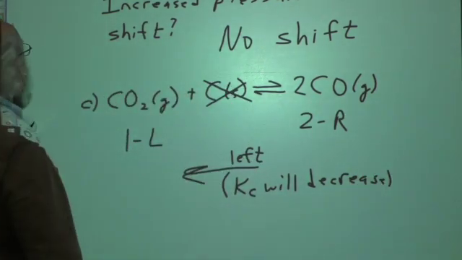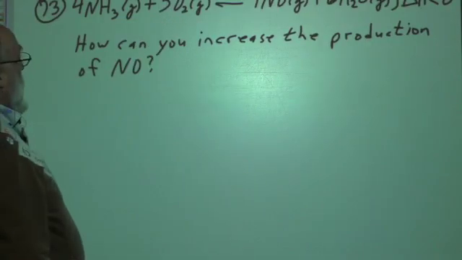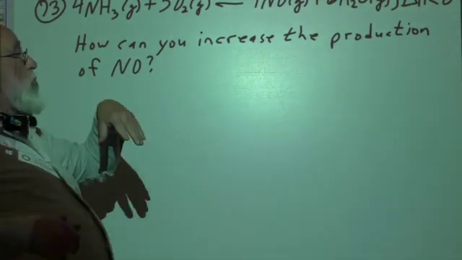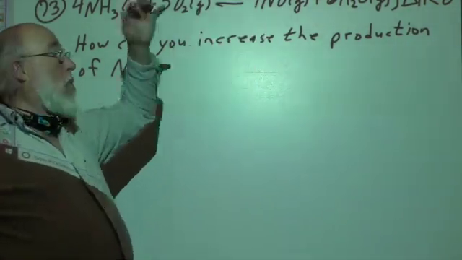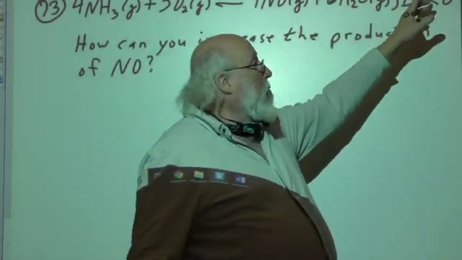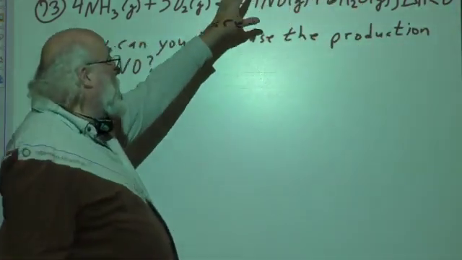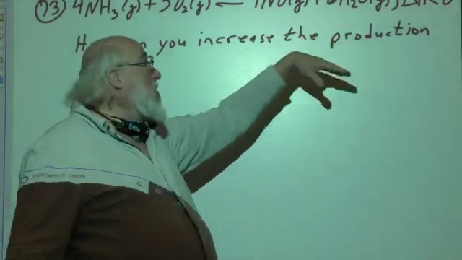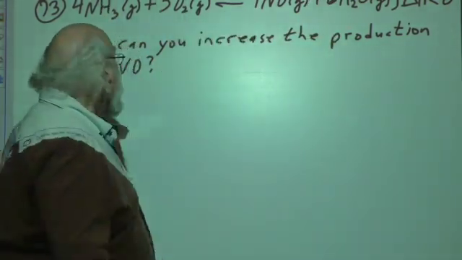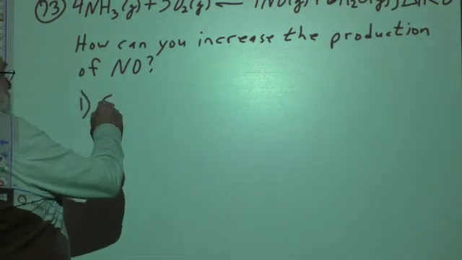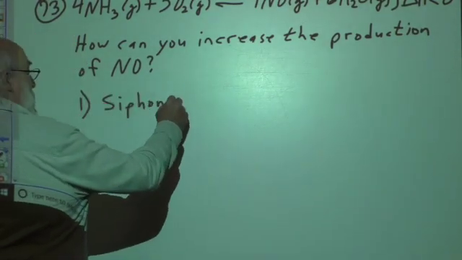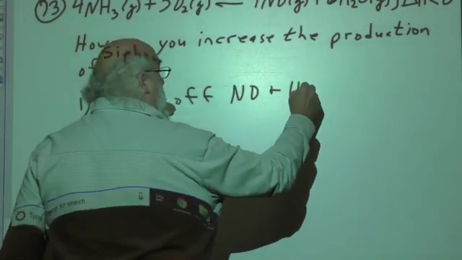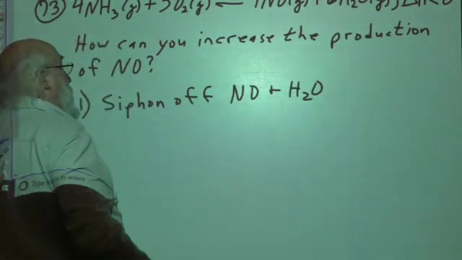Okay? Let's do one more quick one. Number 73, we have this reaction right here. How can you increase the production of NO? So we have this NO over here, we want more. First of all, one thing we can do is we can siphon off, say, the water, or the steam there. That's going to allow this to shift to the left. So, number 1 is siphon off both NO and H2O. And it'll keep shifting to the left.